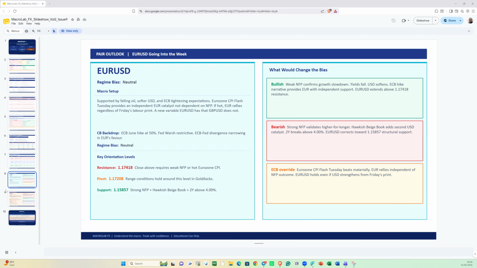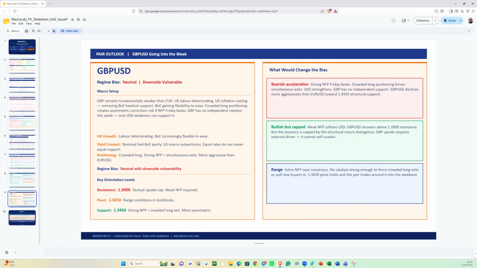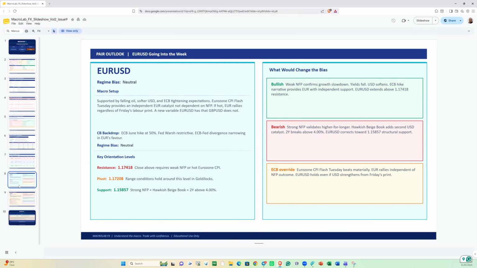Let's look at what we have for our pair outlook. We have our pair outlook for Euro USD and pound USD. So look at Euro USD going into the week. We're neutral on Euro USD. We need to see data confirm where we're going or what we should look out for on Euro USD. We're quite neutral, very neutral on Euro USD.